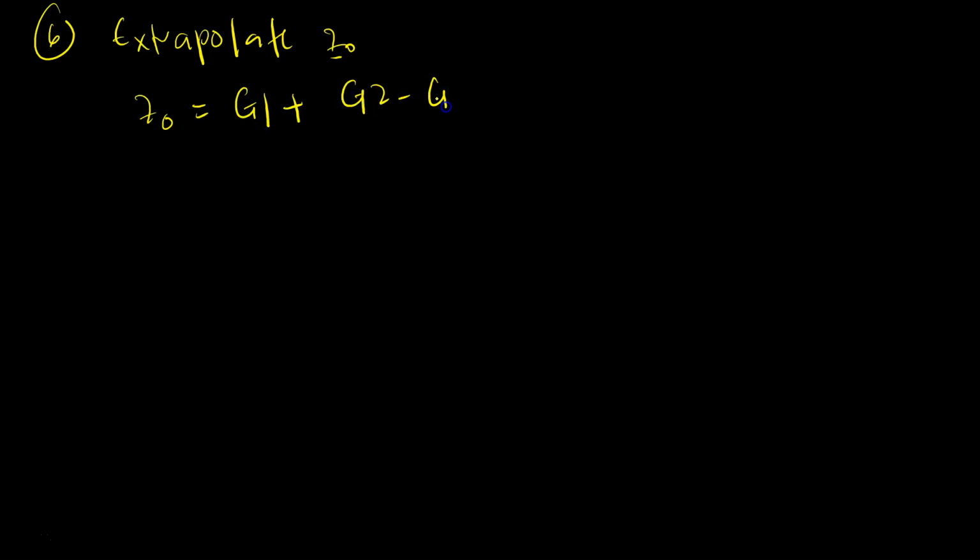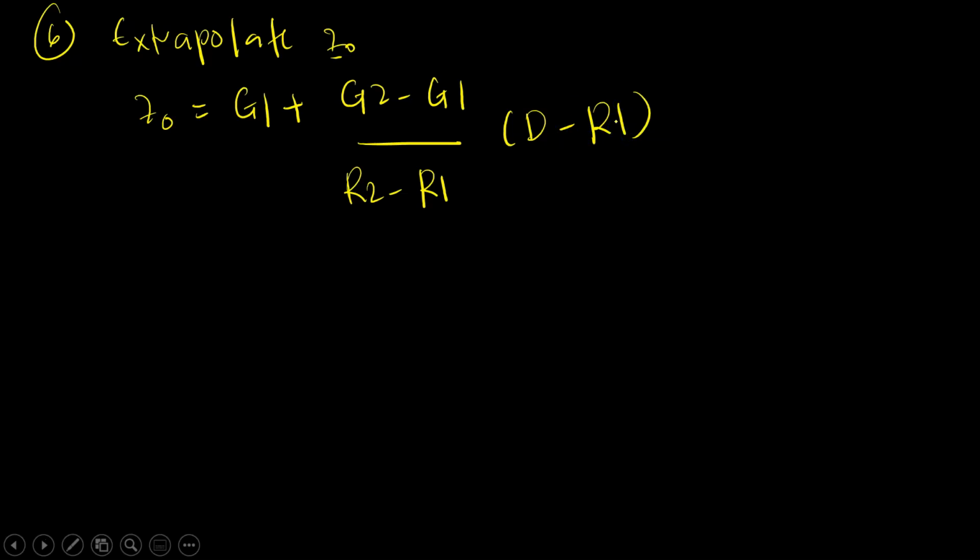The next step, class, we need to extrapolate the value of z0 by using the formula z0 equal to g1 plus g2 minus g1 divided by r2 minus r1 and d minus r1. What does it mean by all this?